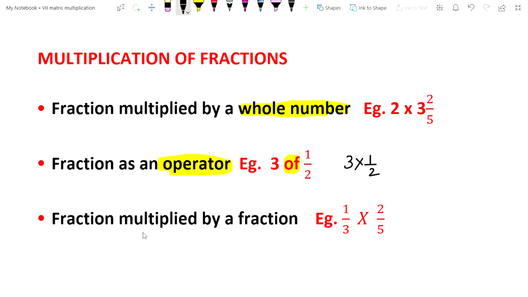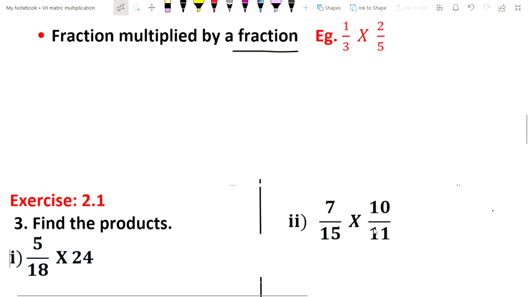And see the third one, fractions multiplied by a fraction. Here 1 by 3 is a fraction, 2 by 5 is a fraction. So fractions multiplied by a fraction. Let's see the exercise. Exercise 2.1. First question.